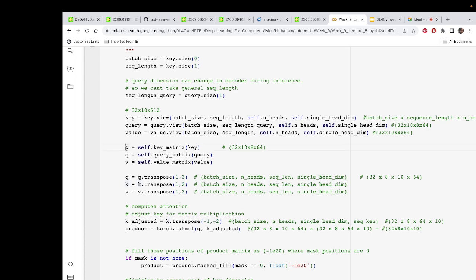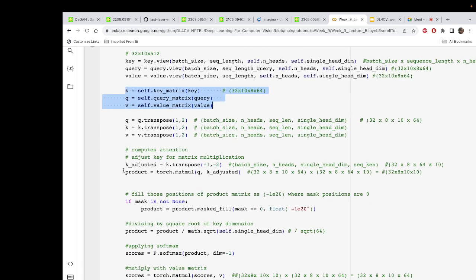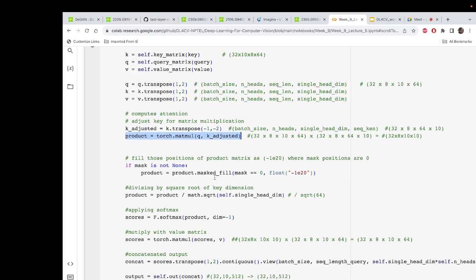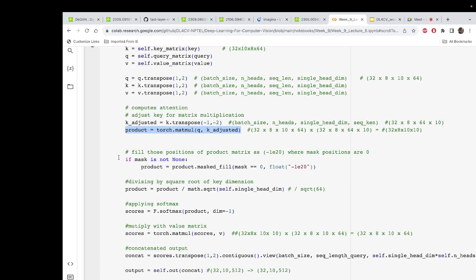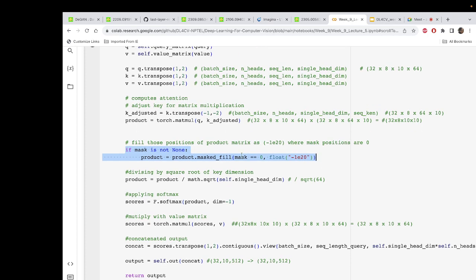Okay, so we have the key, query and value, right. So then we are going to find the product of this, torch dot matrix multiplication of Q and K transpose. Now this part we will look at later. If we think of the encoder, the mask is not there at this point, so we can ignore the mask for now.